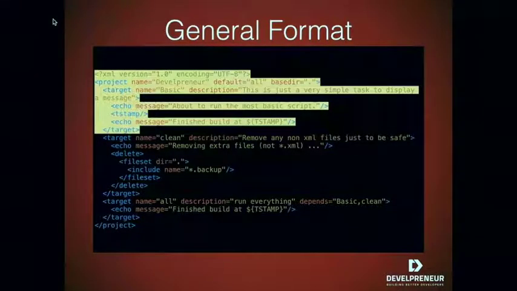So, general format. An Ant script is an XML file. What we see here, we'll focus on the highlighted area at the top. You start off with a project, and in this case, I just called it Developerpreneur. Default is a target. You can see some targets that I've listed. Actually, I've got 3 here: a target called Basic, a target called Clean, and a target called All.